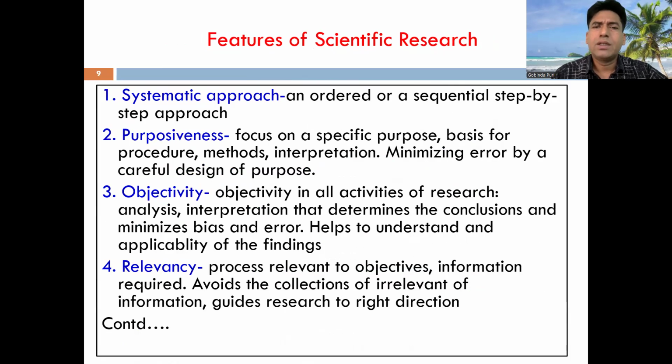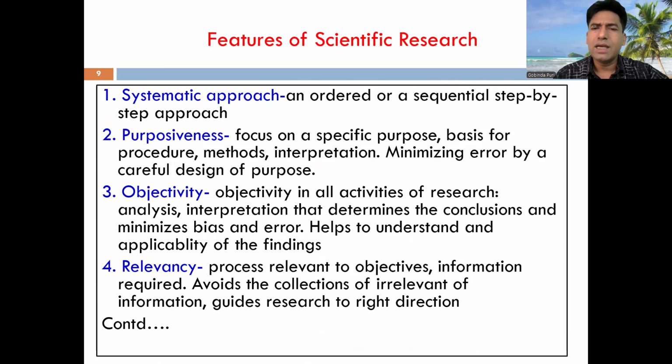So some features of scientific research, let me talk about that. Number one, research is always systematic. It is a systematic approach, an ordered or sequential step-by-step approach. Second, research is always purposive. Without purpose, we do not do any kind of research. So it focuses on the specific purpose, basis of procedures, methods, interpretation. So minimizing error by a careful design of the purpose. Without purpose, we can't go further.